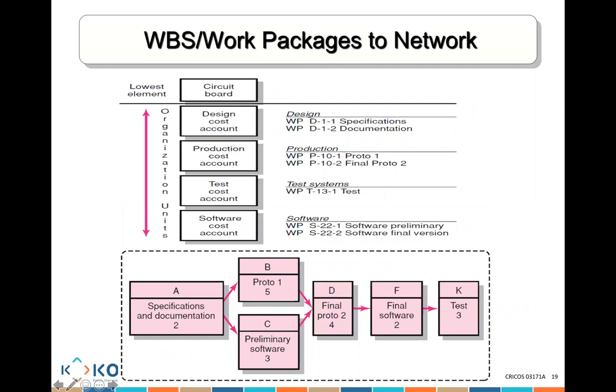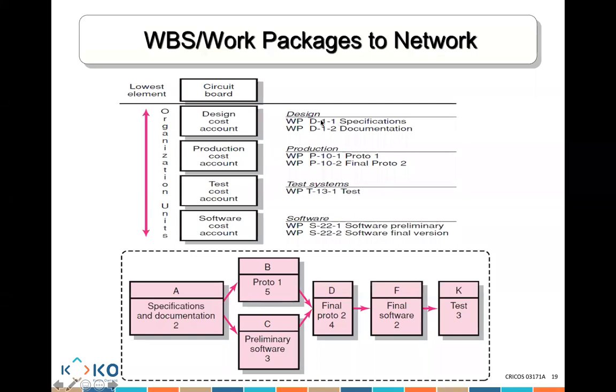So let's talk about this example. This is an example of a project. I have this circuit board design. To get the circuit board, I have to have a design cost account. I have to have a production cost account. I have to have a test cost account. I'm going to have to have a software cost account. Okay, great. So what does that mean? Well, I have to do tasks related to design, production, testing, and software.